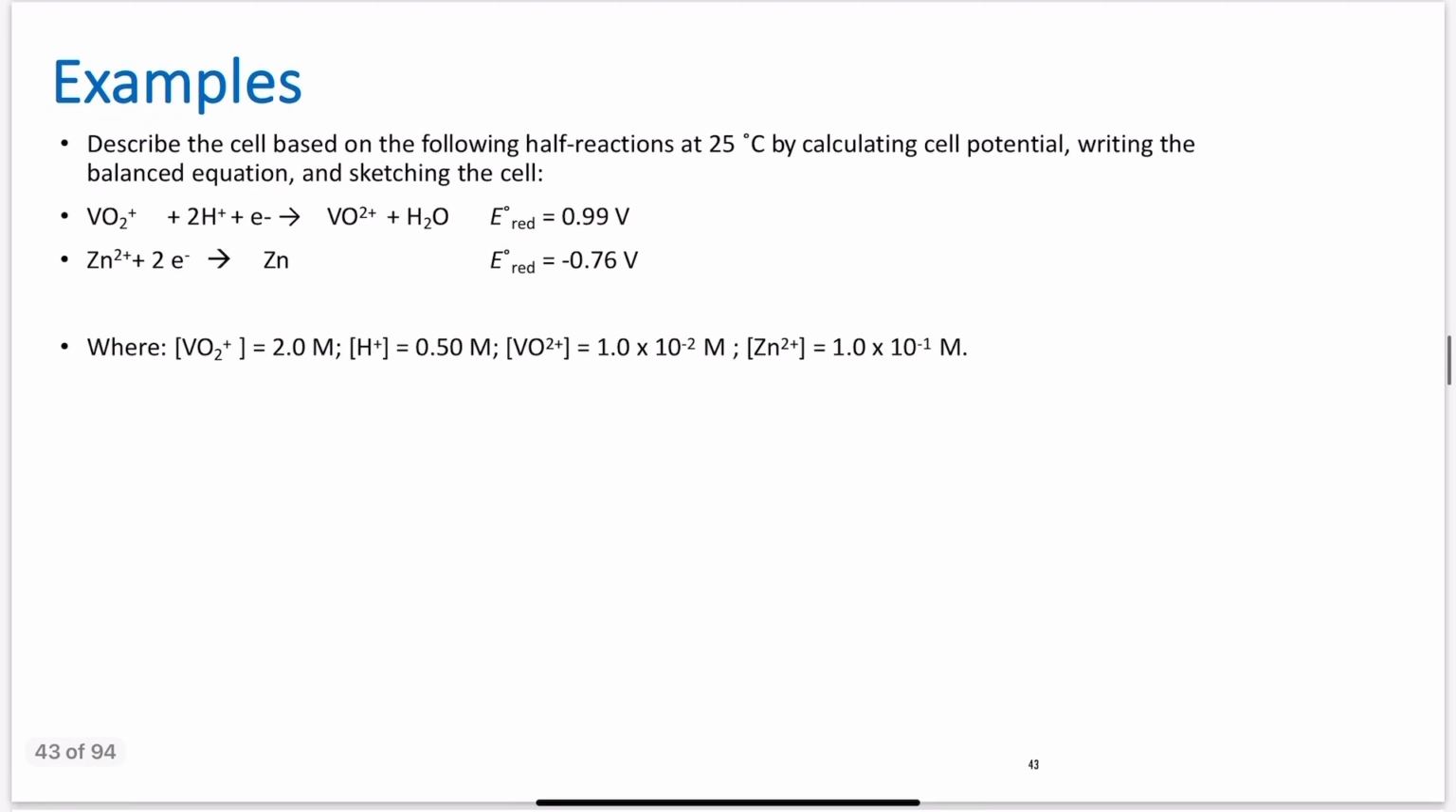Let's do some examples. Describe the cell based on the following half reactions at 25 degrees C by calculating the cell potential, writing the balanced equation, and sketching the cell. We've got VO2 plus 2H plus an electron giving me VO2 plus H2O. The reduction potential here is 0.99 volts. And then we've got zinc 2 plus 2 electrons giving me zinc, and the reduction potential here is 0.76 volts.